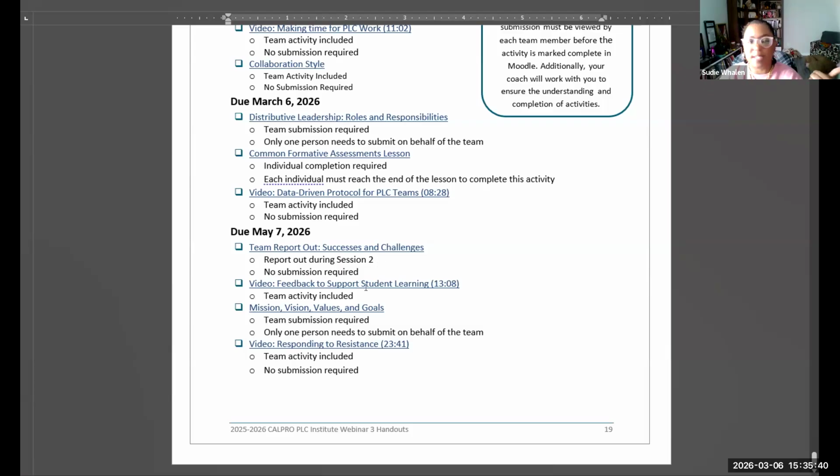The feedback is a team activity included. You don't have to turn it in, but it is included. Mission, vision, values, and goals requires one team submission. So one person submits on behalf of the team. Again, collaborative activity. And then the video, there's a team activity that's included that you can do together. There's no submission there required. Thank you for asking. Any other questions?